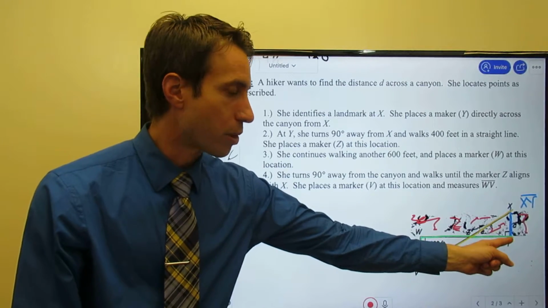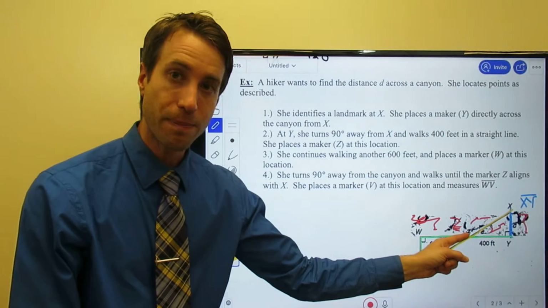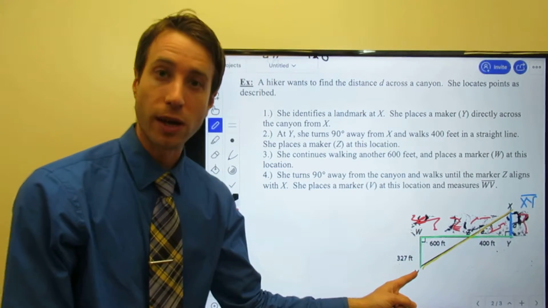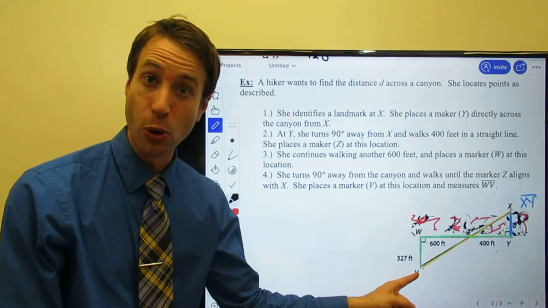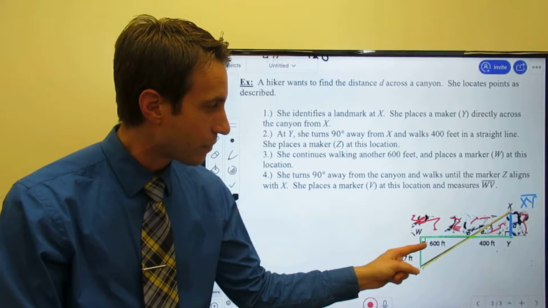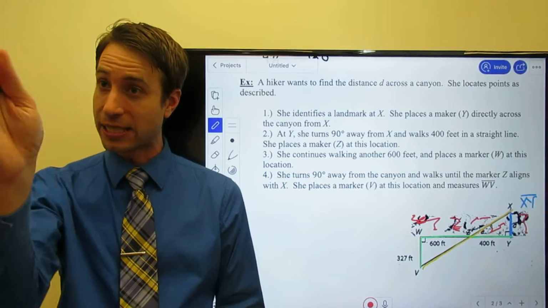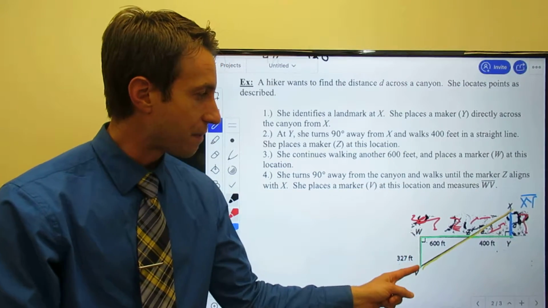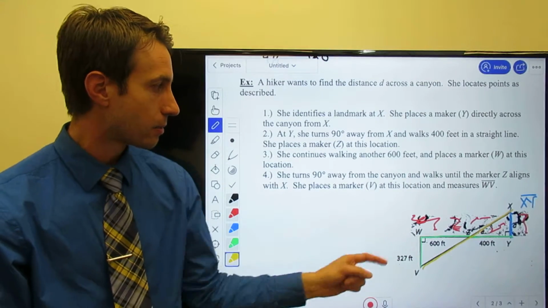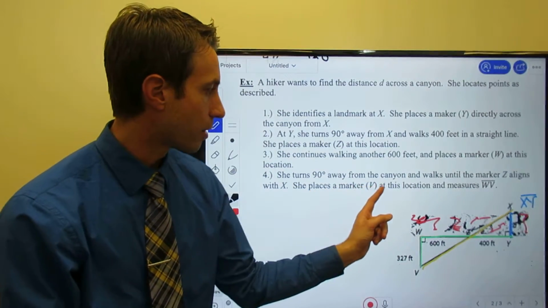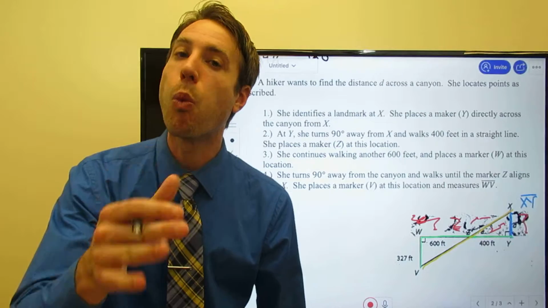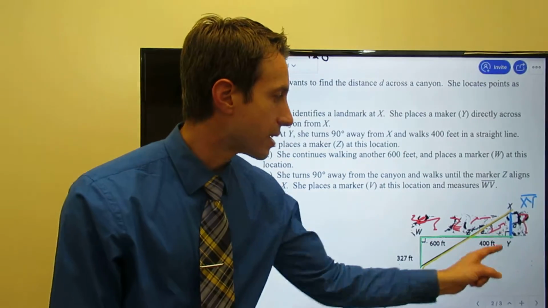So she found the landmark, put a marker Y directly across from it. Walked 400 feet, put marker Z. Walked 600 feet, marker W. Turned 90 degrees, walked to V. How does she know when she gets to point V? Well, as she's walking, she's looking at Z. She's waiting until Z lines up with X. At V, Z is lined up with X, so she measures that distance. She places a marker at V and measures WV, which we found to be 327.